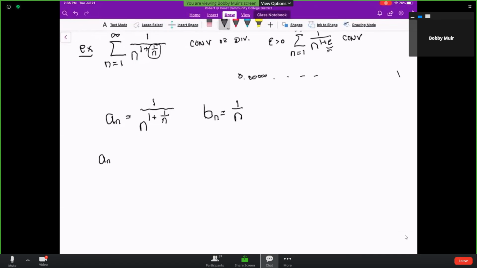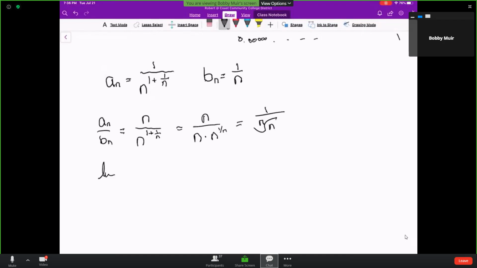So if I look at an over bn, then that's going to be n divided by n to the 1 plus 1 over n. That's n divided by n times n to the 1 over n. That's 1 over the nth root of n. So what is the limit as n tends to infinity of an over bn? It's the limit as n tends to infinity of 1 over the nth root of n.